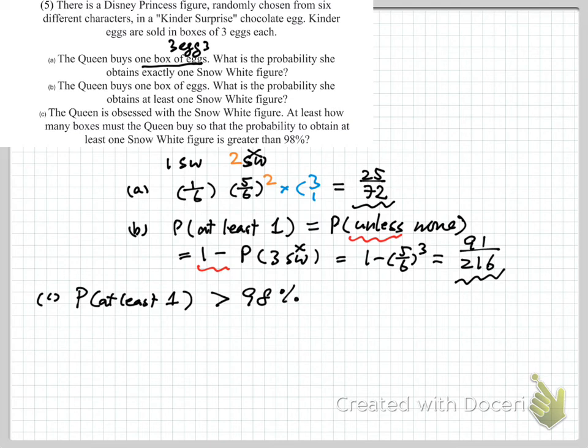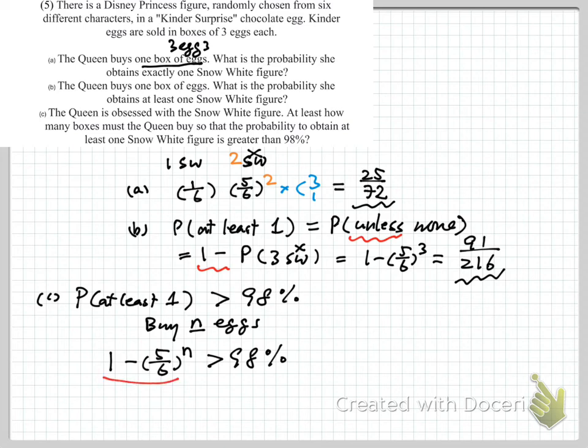So suppose I buy n eggs. Suppose I need to buy n eggs. So to get at least one Snow White, the probability will be 1 minus 5 over 6 to the nth power. That is the probability of getting at least one Snow White in n eggs. Never mind the boxes, we'll divide by 3 to get the number of boxes. Let's focus on the number of eggs. You need to open n eggs, and to get at least one Snow White, the probability will be this number, and this number is greater than 98%.